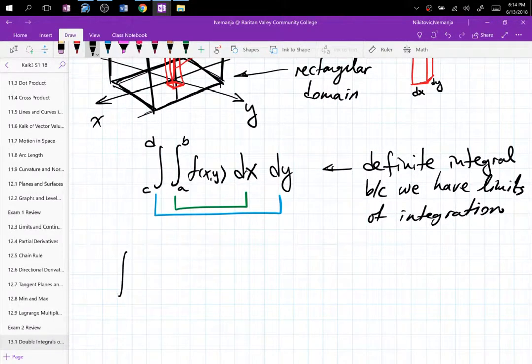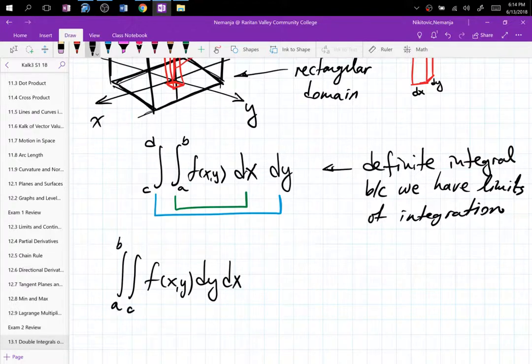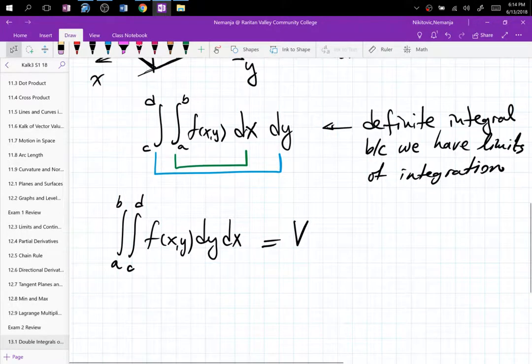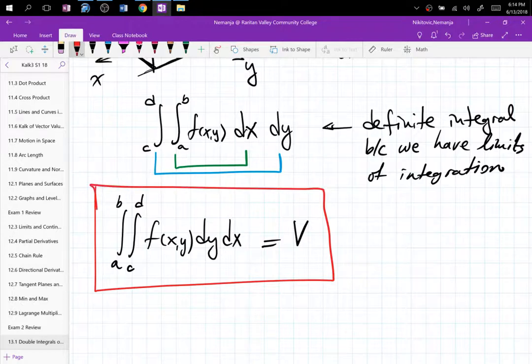We can also have the integral that is dy dx. Keep forgetting the y over here. In which case, a, b, c, d. And that's still going to give us volume because 1, 2, 3 dimensions, right? So this is our integral that we are going to consider. It's called the double integral because we have 2 integrals in there.